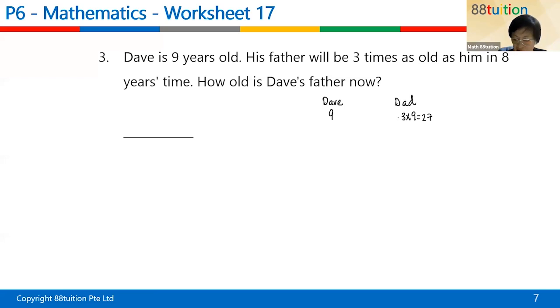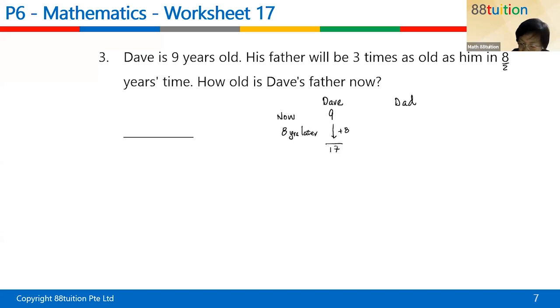That is 8 years time. Okay, so when Dave is 8, this is now, right? Then what is 8 years time? So you say 8 years later, like drama like that. Okay, 8 years later, is it plus 8? That will give you how much? 17, right?